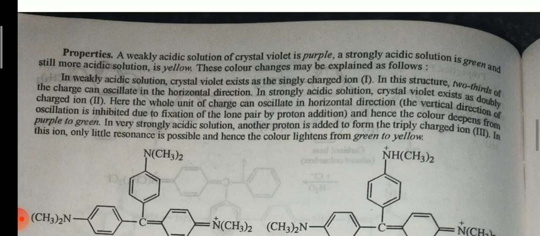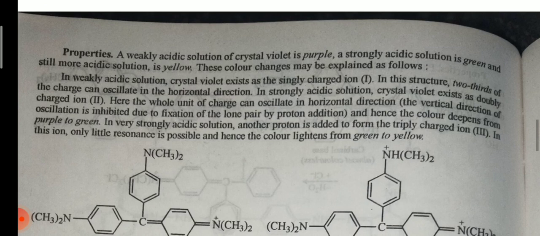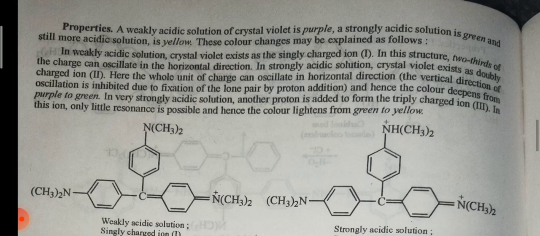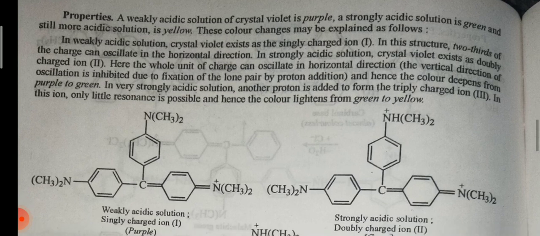Properties. A weakly acidic solution of crystal violet is purple. A strongly acidic solution is green and still more acidic solution is yellow. These color changes may be explained as follows. In weakly acidic solution, crystal violet exists as singly charged ion 1.